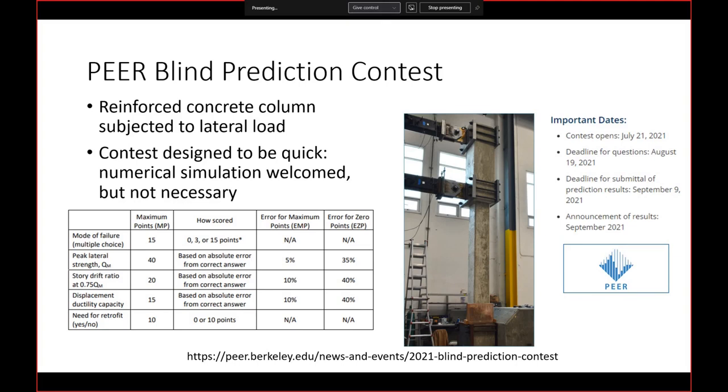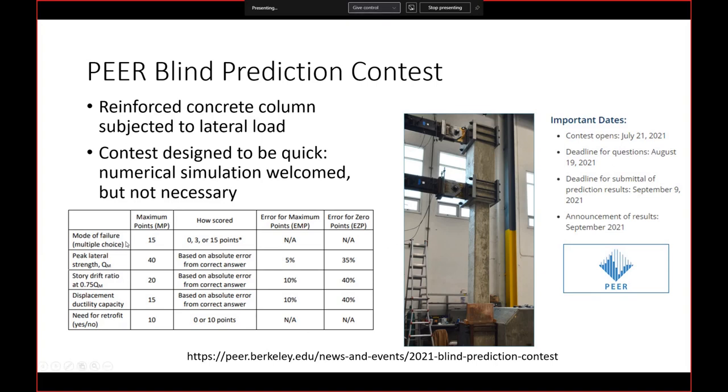challenges, I wanted to plug something that was actually released yesterday, which is a blind prediction contest from PEER. Right, again, the originators of OpenSees, if you will. The contest opened yesterday, July 21st. It's a reinforced concrete column, rectangular or square section shown here, subjected to a lateral load. The contest is designed to be quick, like they encourage spreadsheets or hand calculations, but they say numerical simulations are welcome, but not necessary.